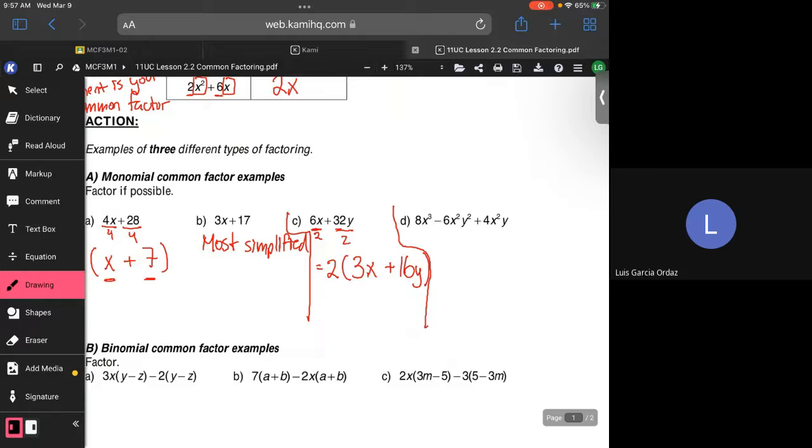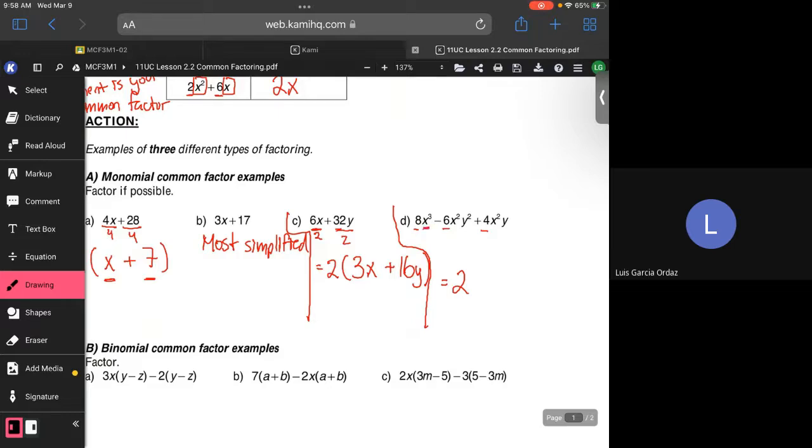Now the last one's a bit more tricky because we have three different terms. So I have 8x cubed minus 6x squared y squared plus 4x squared y. So again, we're going to look at our numbers first. So let's look at 8, 6, and 4. What is the biggest common factor that can be divided by all three of those numbers? Brooklyn? 2.